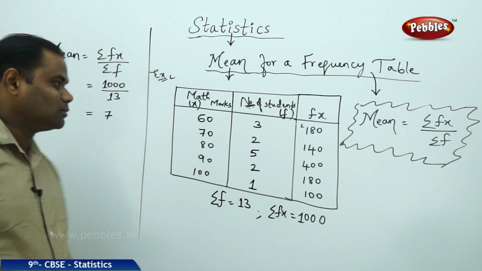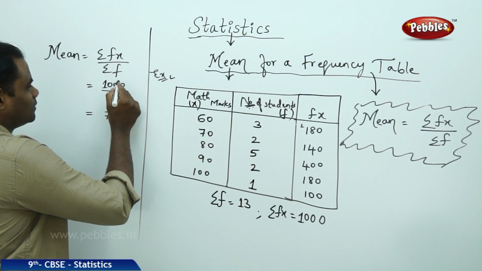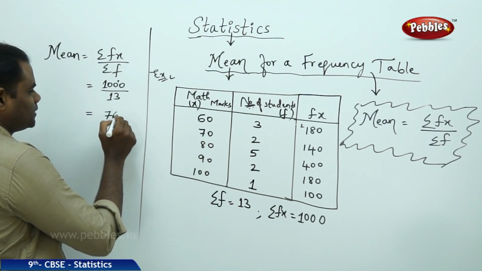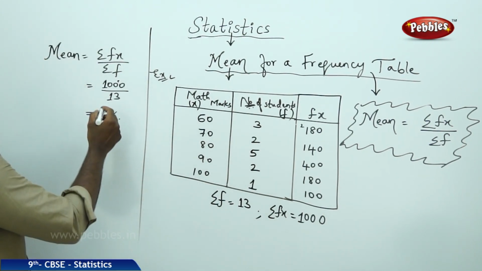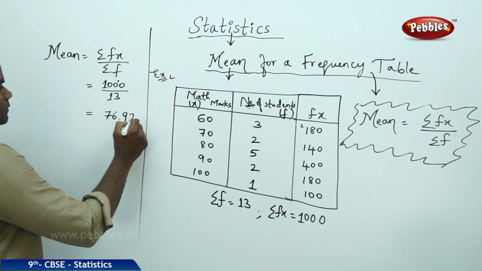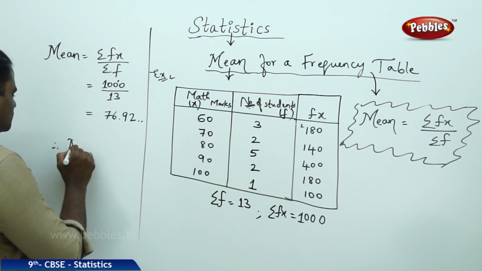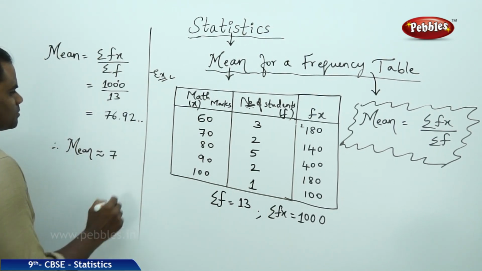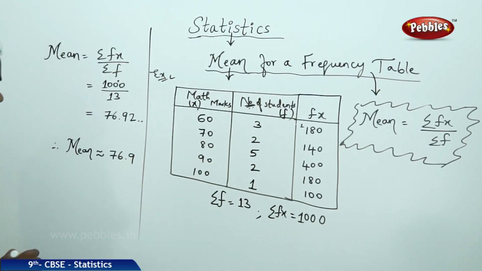So now 1000 by 13: 13 sevens are 91, then 90 goes, 13 sixes are 78, and then I get 80, 12 120, and 13 nines are 117, and so on. So this comes out to be 76.9 or 77 marks.